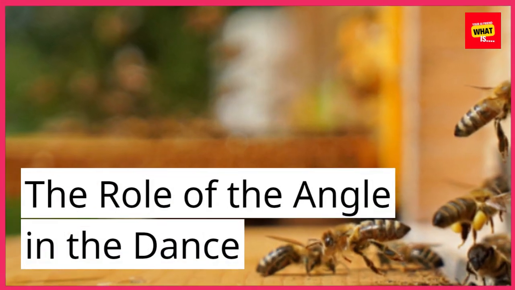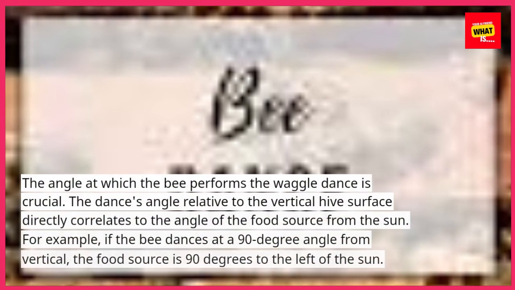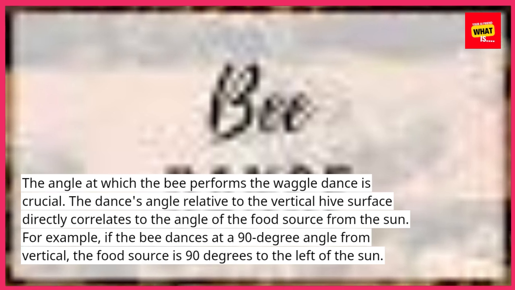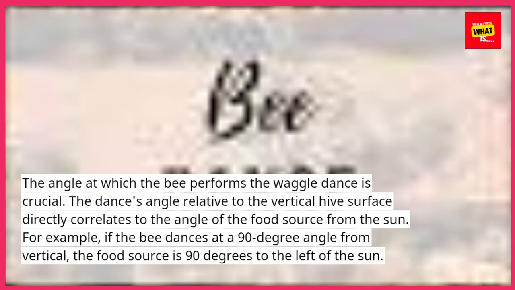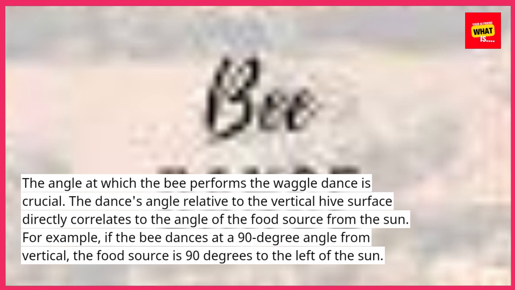The role of the angle in the dance. The angle at which the bee performs the waggle dance is crucial. The dance's angle relative to the vertical hive surface directly correlates to the angle of the food source from the sun. For example, if the bee dances at a 90-degree angle from vertical, the food source is 90 degrees to the left of the sun.